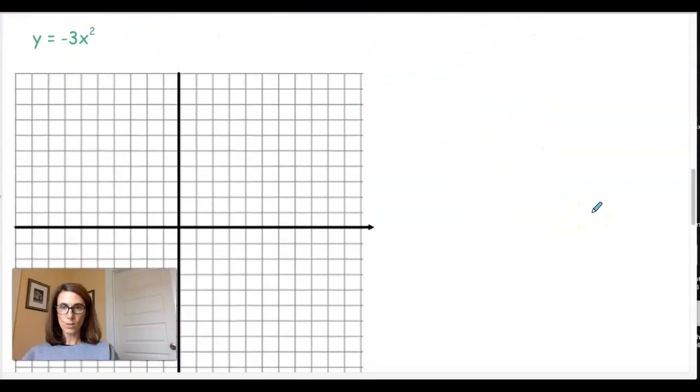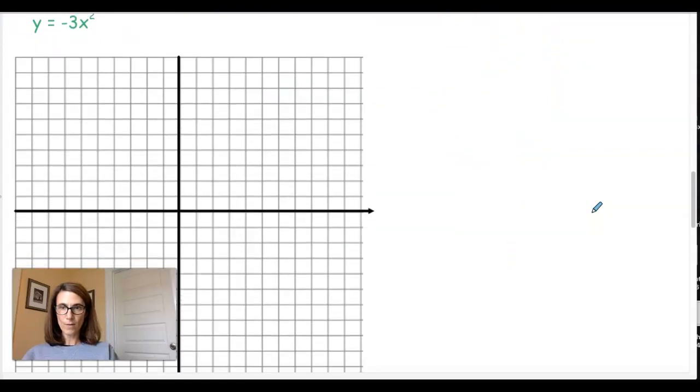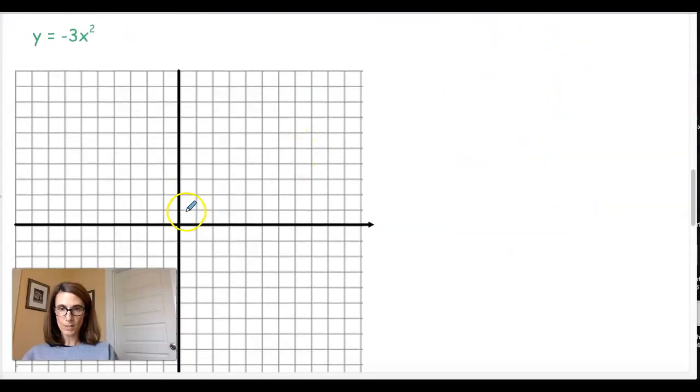Let's take a look at this one here. We have y equals negative 3x squared. Again, our vertex is going to be at 0, 0. But take a look at our a value this time. Our a value is a negative number, so our parabola is going to open down. It's going to look like that.